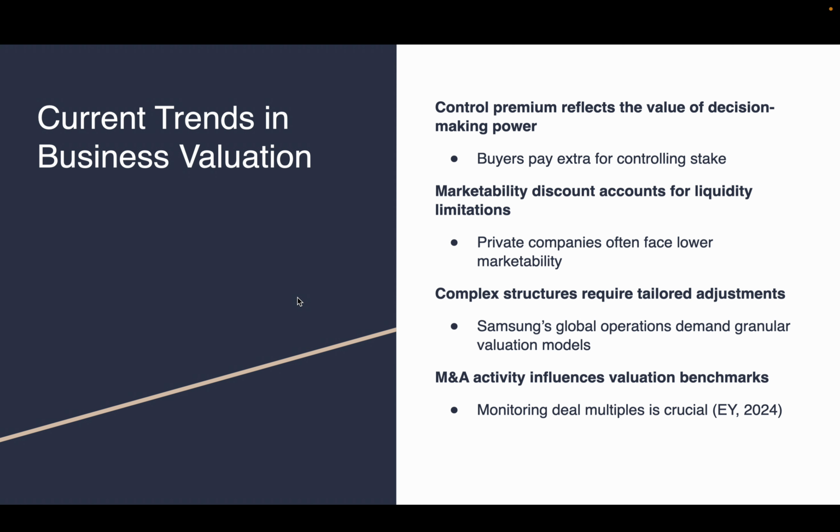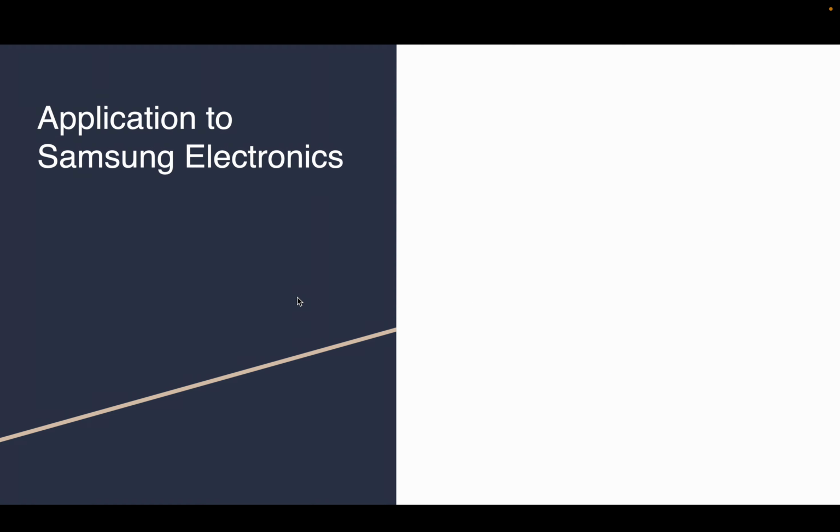Another major trend involves recognizing control premiums and marketability discounts. Control premiums represent the added value of decision-making power and acquisition, while marketability discounts account for liquidity constraints, especially in private firms. For complex corporate structures like Samsung's, tailored adjustments are essential to accurately reflect the value of diversified operations. The current surge in global M&A activity makes it even more important to monitor deal multiples and valuation benchmarks actively.